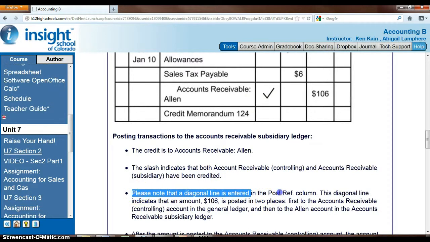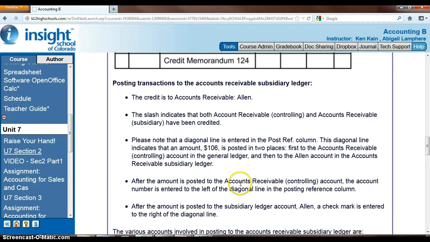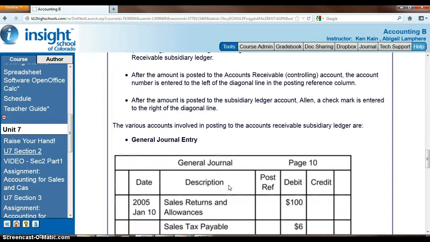I would like you to start doing that. From what I've seen of the assignments, they don't have you record it in two different ledgers, but they might in the long run. So when you do jot this transaction down into your general journal, make sure you are putting that slash to let me know that you know you should be recording that in two places, okay? Because with the controlling and subsidiary account for accounts receivable, that will be recorded in two places.